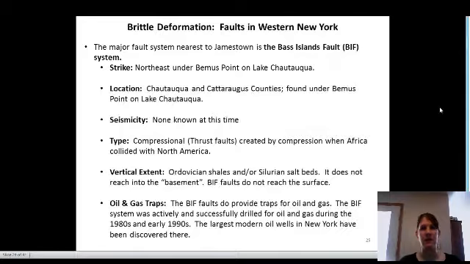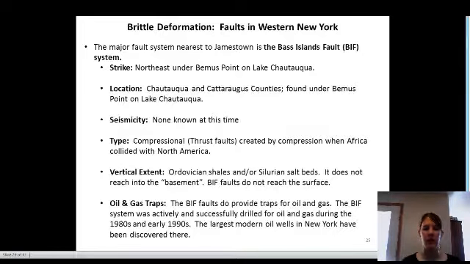The fault system near Jamestown is the Bass Island fault system. The strike is northeast under Bemis Point on Lake Chautauqua, and occurs in Chautauqua and Cattaraugus counties. There's no known seismicity associated with this. They're dormant right now. And these are actually compressional faults created by compression when Africa collided with North America. The vertical extent: these go through the Ordovician shales and Silurian salt beds, so it doesn't reach all the way to the basement, and they also do not reach the surface.